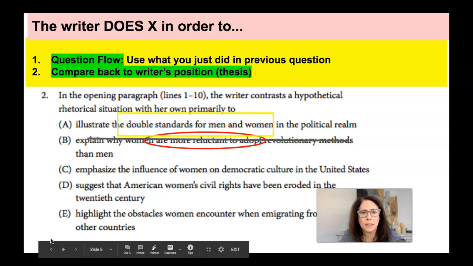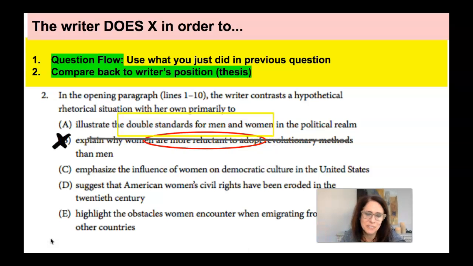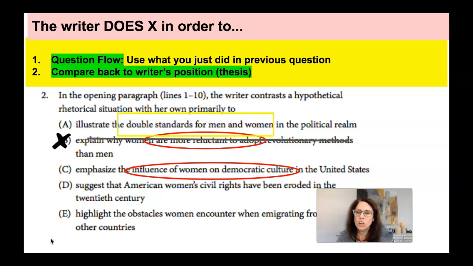But I kind of just mentally did it in my presentation. So this one is the influence of women on democratic culture. She is saying that women do not have influence. I mean, she's saying they should have influence, but that they haven't been able to influence. So there's no example of influence. So I'm going to cross that off.